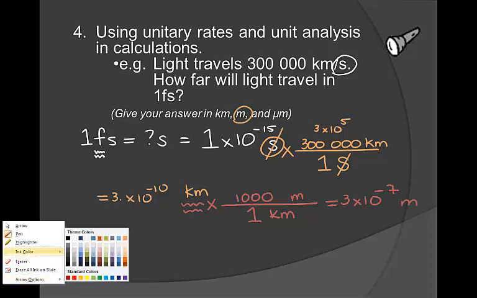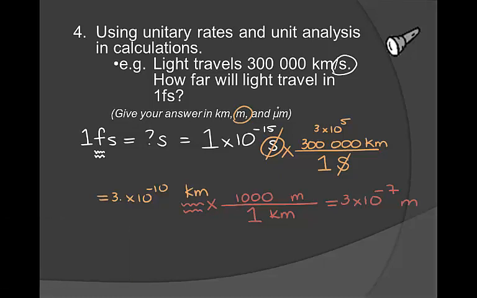Still, that's a pretty small exponent, so that doesn't make a lot of sense to use either. So let's go one step further and look at micrometers. I now have 3 times 10 to the negative 7 meters, and to change that unit, what do I need to draw? An X and a line as a framework. So I'm going to draw an X and a line. I have meters as a unit that I'm trying to get rid of. The unit that I'm going from goes on the bottom, so meter is going to go on the bottom. The unit that I want to go to goes on the top, so micrometers is going to go on the top.